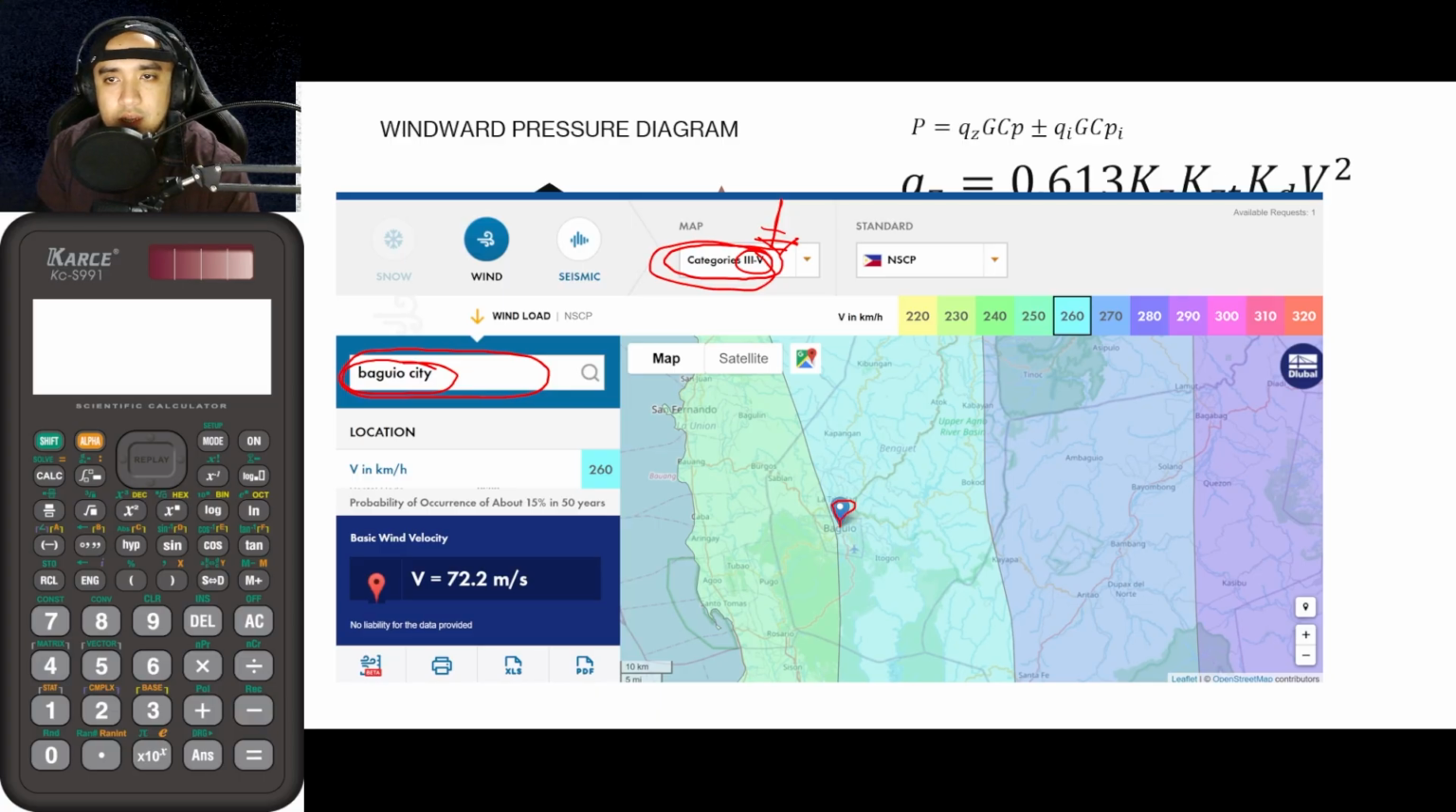And as you can see here, guys, since this is light blue, the velocity in kilometers per hour would be 260. Or since we need the value in terms of meters per second, that is now 72.2 meters per second. Also, if you do not prefer this way of solving for the basic wind speed, you could also make use of the NSCP book itself.